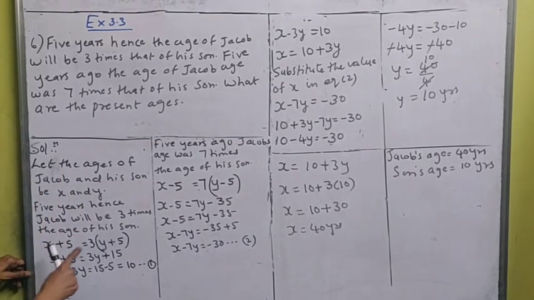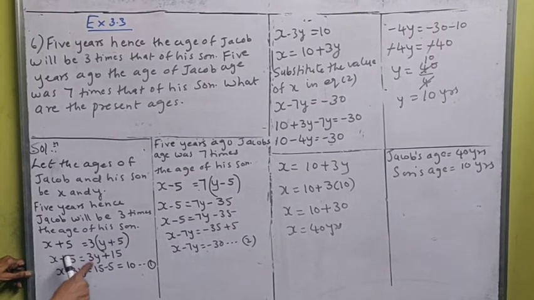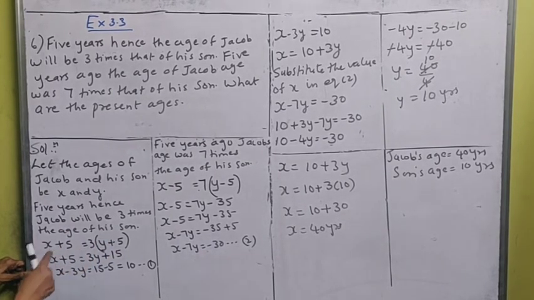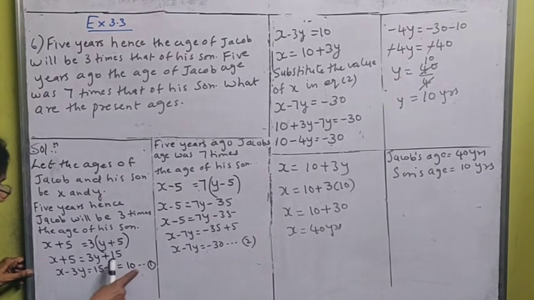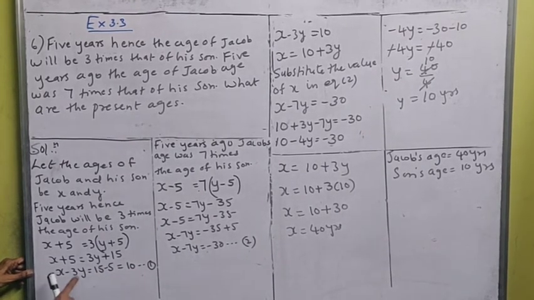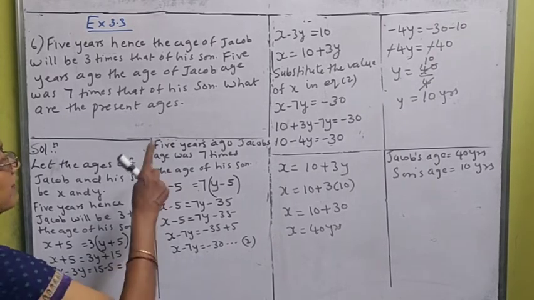So X plus 5 is equal to 3 into (Y plus 5). X plus 5 will remain as it is, equal to 3Y plus, 3 fives are 15. Now 3Y I will take to the other side and 5 I will take to the right hand side. So plus 3Y will become minus 3Y. So X minus 3Y is equal to 15 minus 5, which is 10. So the first equation we got: X minus 3Y is equal to 10.